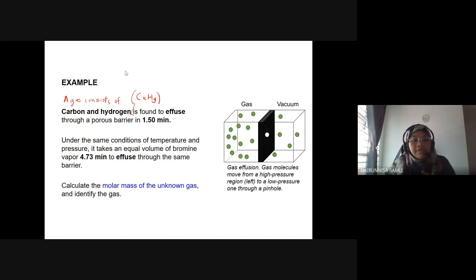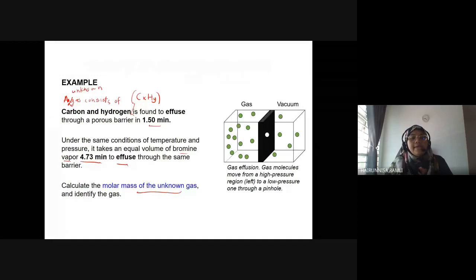Okay, it's found to effuse through a porous barrier in 1.5 minute. Under the same conditions of temperature and pressure, it takes an equal volume of bromine vapor 4.73 minute to effuse through the same barrier. Okay, maksudnya condition semua sama, kalau bromine vapor, masa dia 4.73 minit. Calculate the molar mass of the unknown gas, okay, and identify the gas.